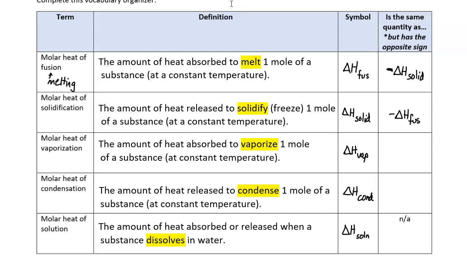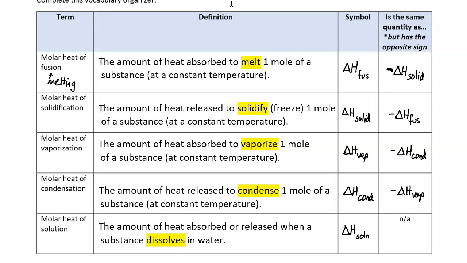Fusion, which means melting, is the opposite process of solidifying. So the heat involved is the same amount of heat, but in one case heat is absorbed and in the other case heat is released. So they have opposite signs. One is positive, and the other is a negative number. The next two are inverse processes of each other. So delta H vaporization is the negative of delta H condensation. And in turn, delta H condensation is the negative of delta H vaporization.